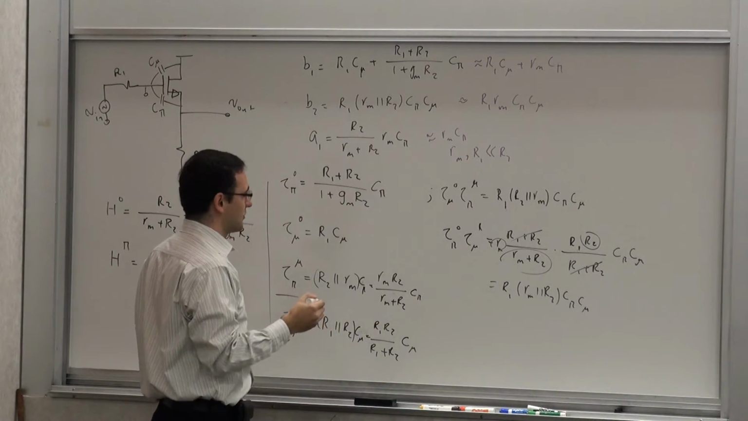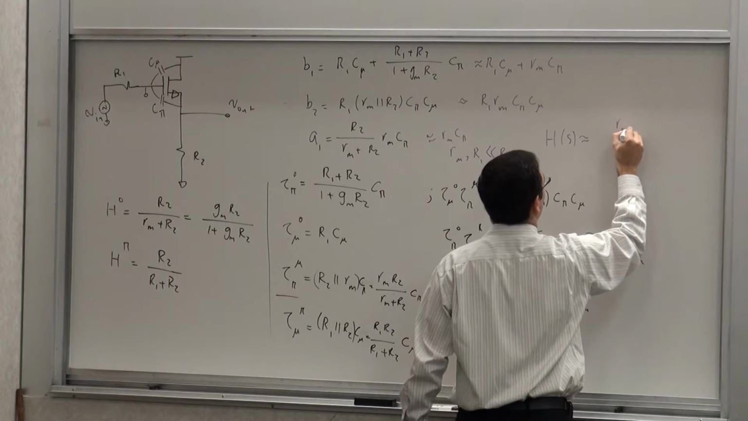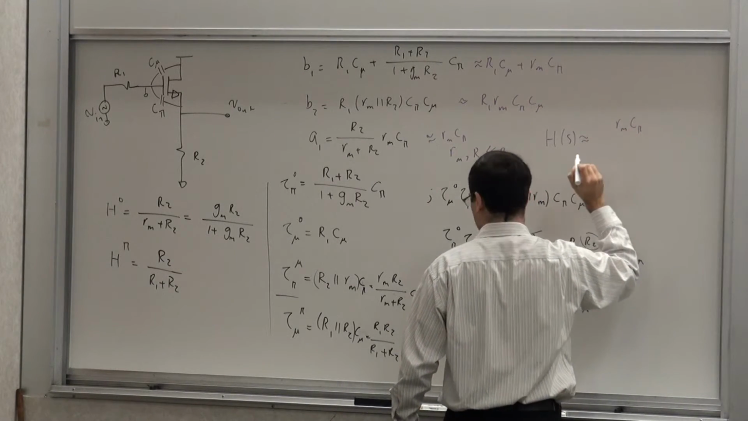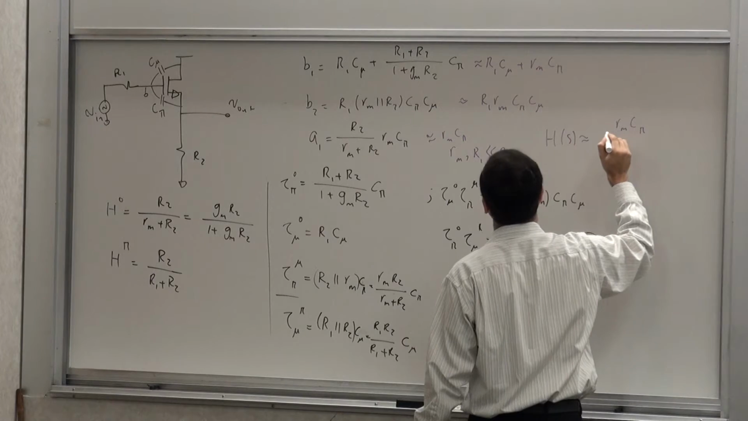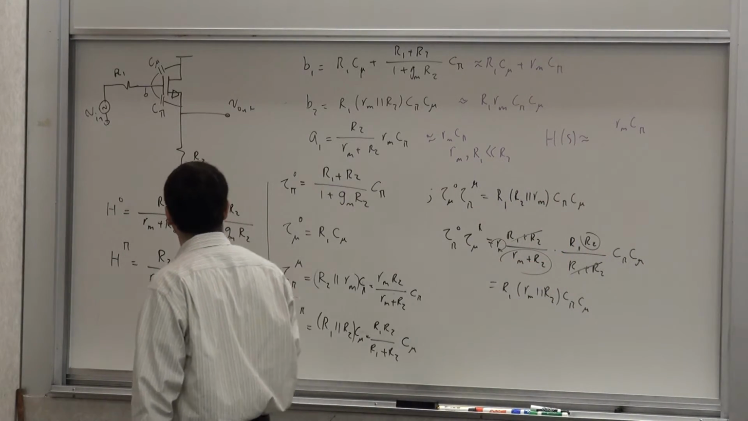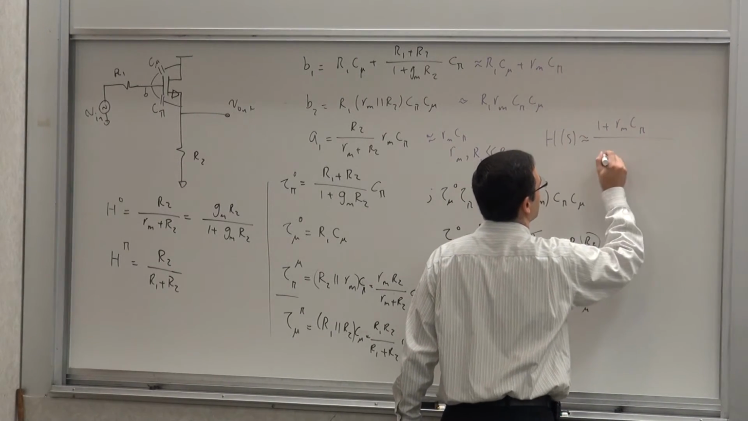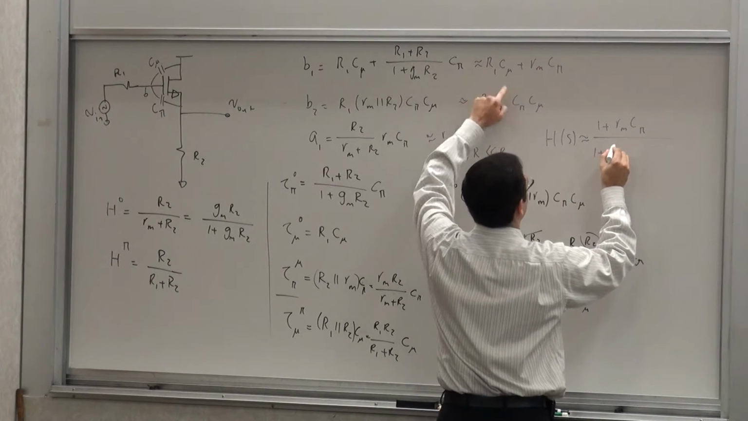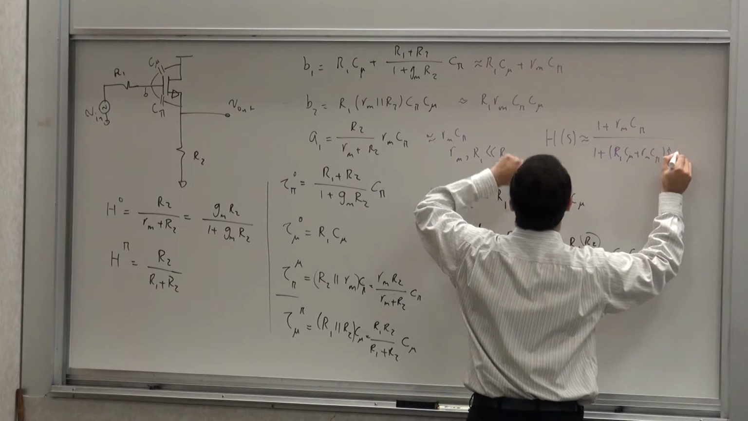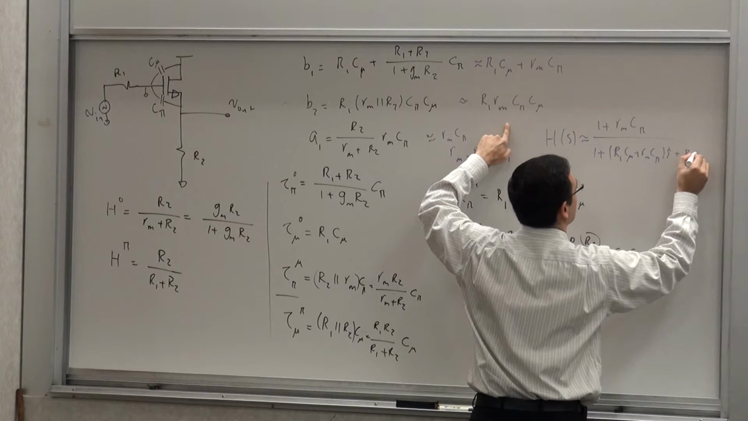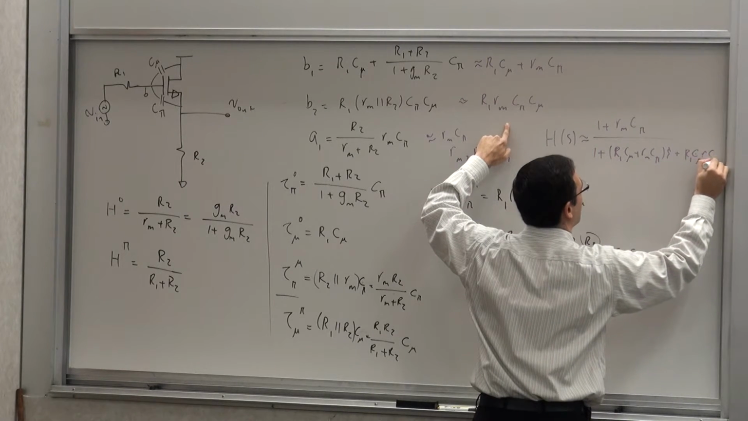So my transfer function looks like this, in this case. It becomes Rm C pi. You also need to modify the H0 for this one. Correct. My H0 becomes what? 1. So my transfer function becomes 1 plus that, approximately. 1 plus R1 C mu plus Rm C pi S plus R1 C mu Rm C pi S squared.